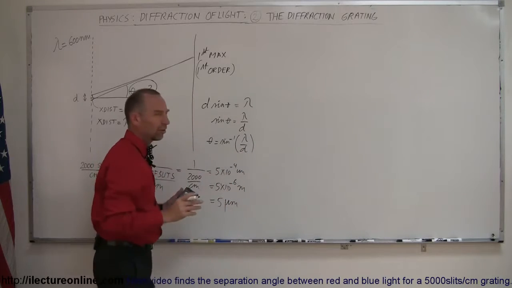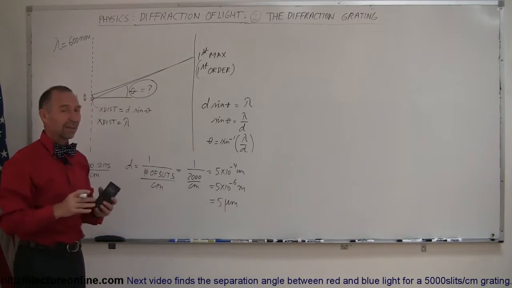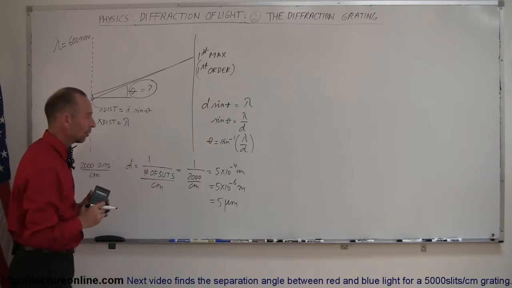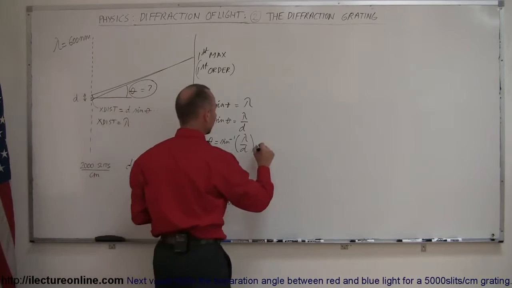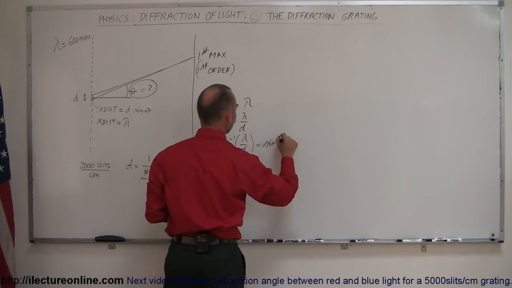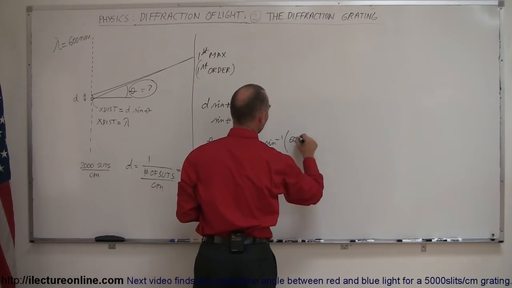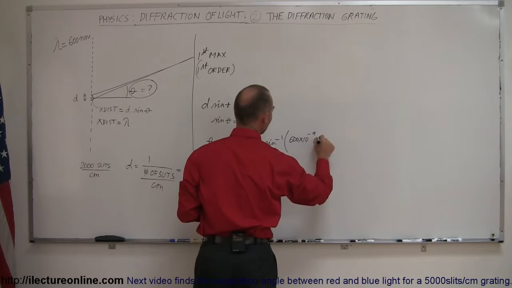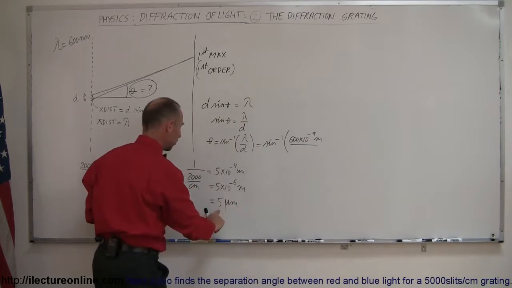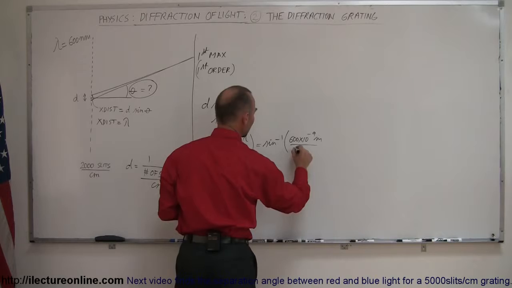Since those are not small angles, we cannot just assume that the sine of theta equals the tangent of theta, because that will not be the case. So plugging in these numbers, we have the arc sine of lambda, which was 600 nanometers. That's 600 times 10 to the minus 9 meters, divided by d, which we found to be 5 times 10 to the minus 6 meters.